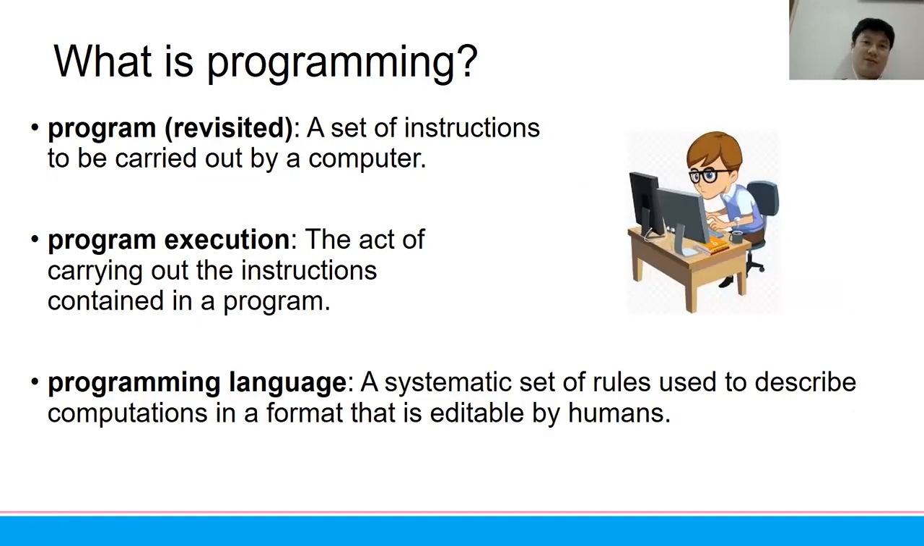So what is programming then? If you revisit the terminology, a program is a set of instructions to be carried out by a computer. Executing the program is the act of carrying out the instructions contained in the program. When you have a lot of instructions, the program execution executes them one by one. Then, a programming language is a systematic set of rules used to describe computation in a format that is editable by humans. So you can type, write, and read the programming language because it is human-based.